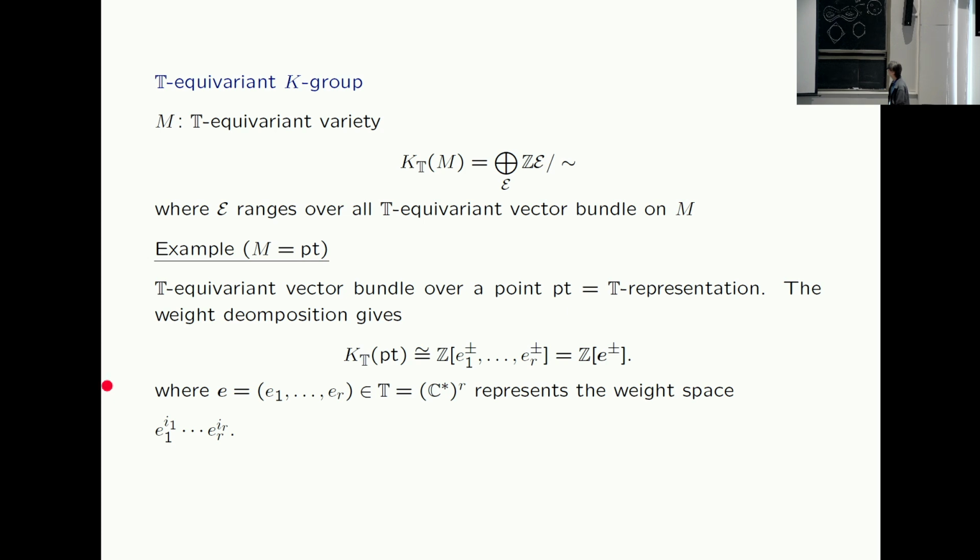So let us introduce the T-equivariant K group, which is a free group generated by T-equivariant vector bundles modulo some relations. So when M is a point, a T-equivariant vector bundle over a point is nothing but a T representation. So this is equal to the Laurent polynomials, where each variable corresponds to a weight space.